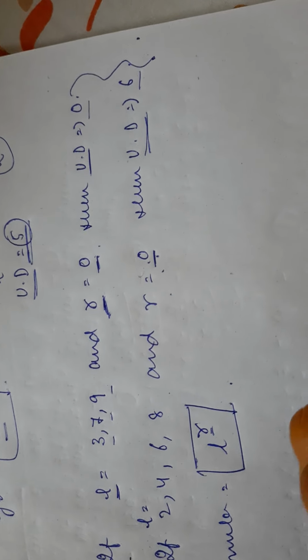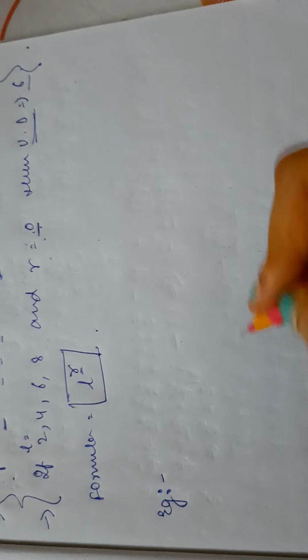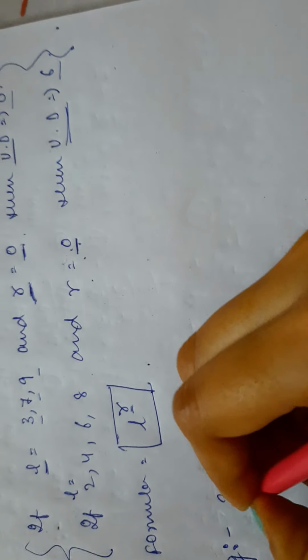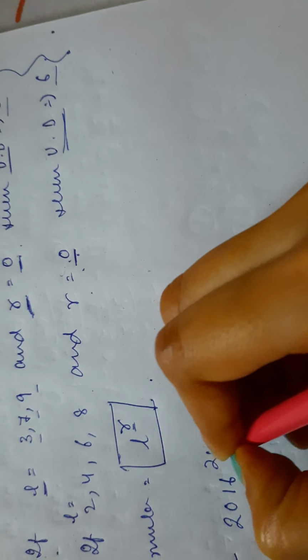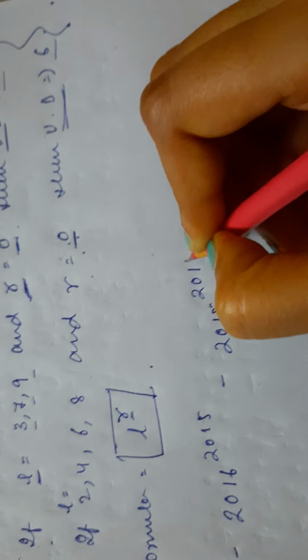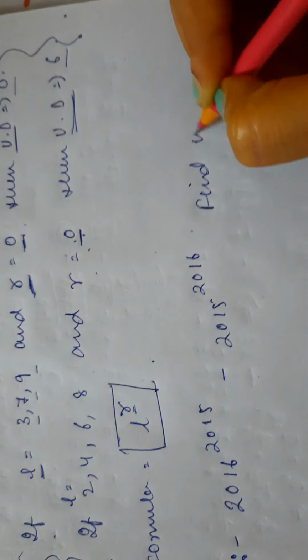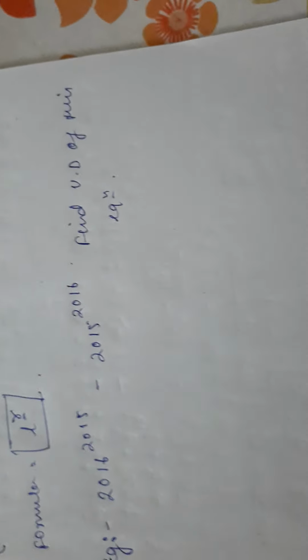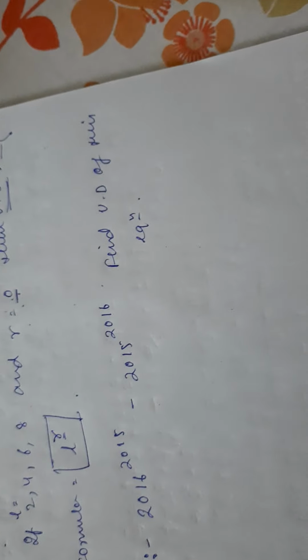So I really want to make an example with you, the last example, which is important. The last example which I will be giving you is this: 2016 to the power 2015 minus 2015 to the power 2016. Find the unit digit of this equation. This is the question.